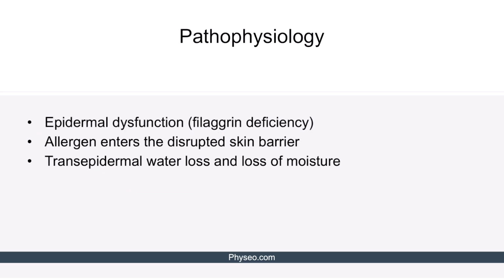Now let's talk about the pathophysiology. Filaggrin deficiency causes epidermal dysfunction. This leads to easy entry of the allergen through the disrupted skin barrier. In addition, the disrupted skin barrier also increases transepidermal water loss and loss of moisture, which is responsible for dry and itchy skin in atopic dermatitis.